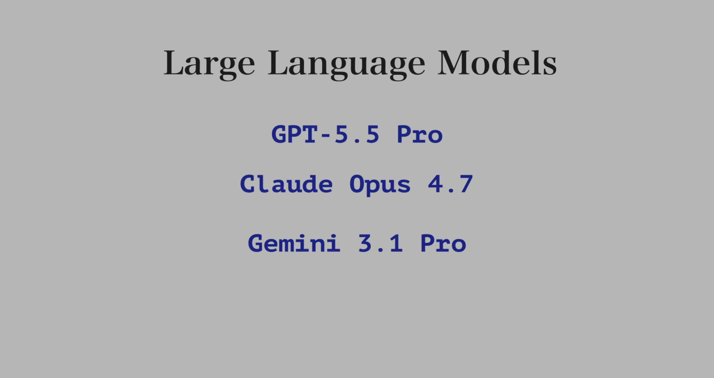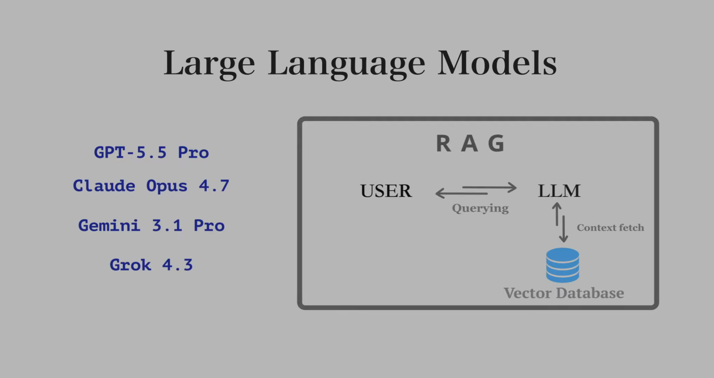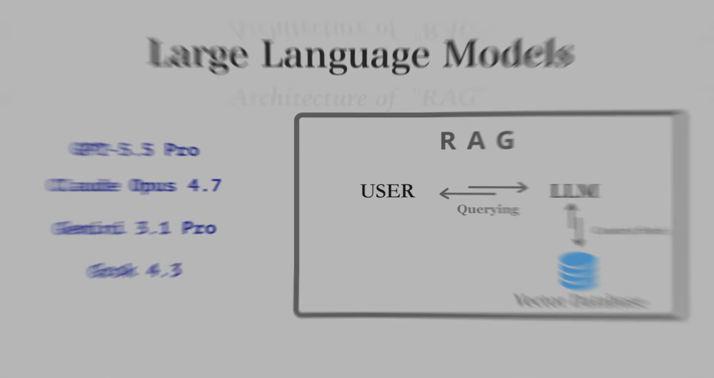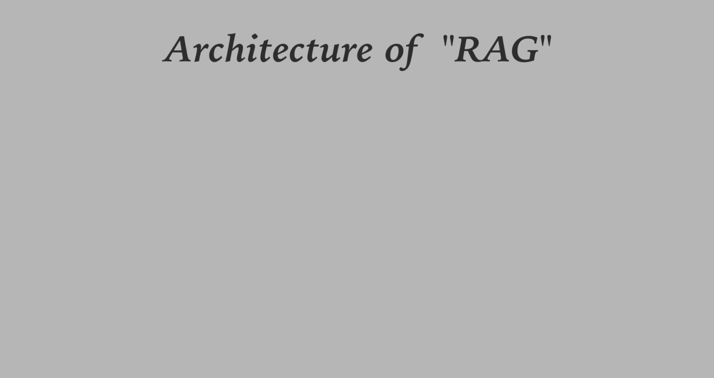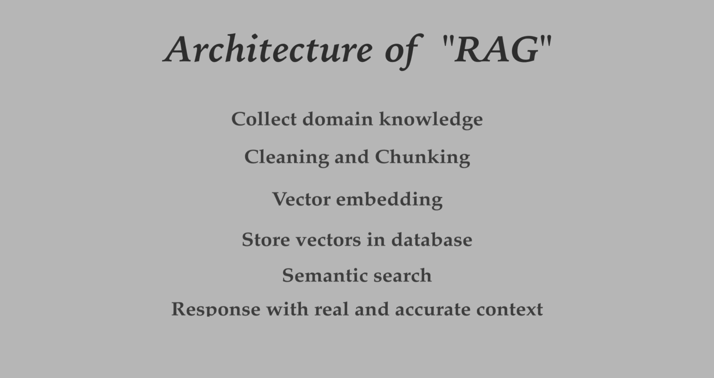What exactly is Retrieval-Augmented Generation, and why is every AI company suddenly talking about RAG? If LLMs like GPT, Claude, Gemini and Grok are already so powerful, then why do we still need another architecture on top of them? Today we are going to understand the complete architecture of RAG in the simplest possible way. And trust me, by the end of this video, you will understand how modern AI assistants actually retrieve company knowledge, search documents semantically, and answer questions with real-time context.